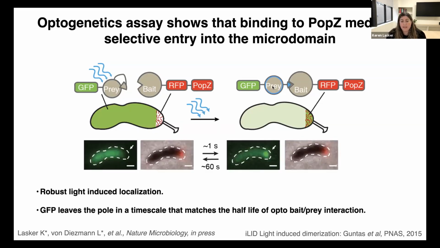And indeed, we observed exclusion of the fluorescent protein from the microdomain in the dark, and rapid recruitment into the microdomain upon blue light activation of the binding interaction. And we've also observed that the fluorescent protein left the pole at a time proportional to the half-life of this iLID-SspB binding.